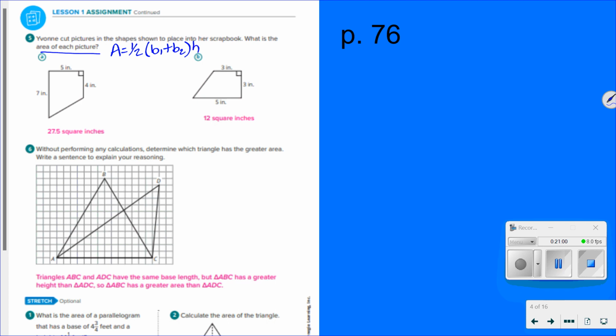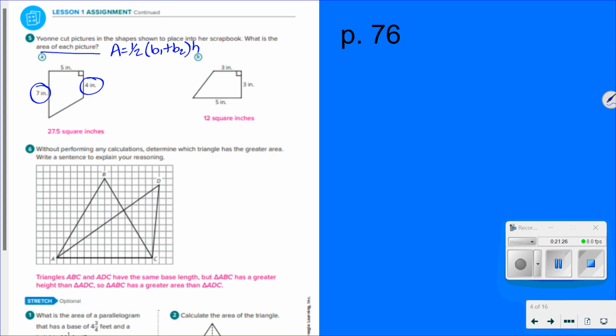Times height. Perfect. That's the first thing that should have been down on your page. Now let's look at A. We have 5 inches, 7 inches, 4 inches. What are my 2 bases? Vivian? 7 and 4. Do we agree?